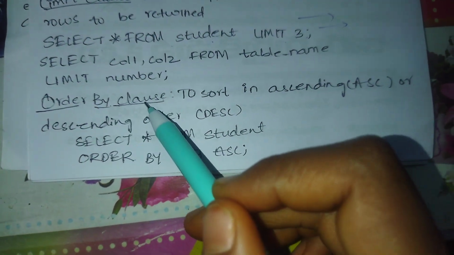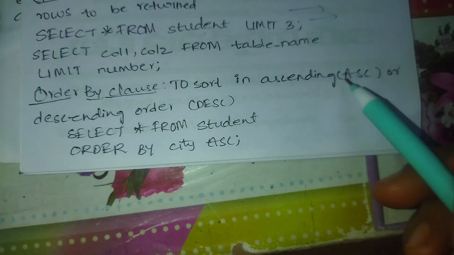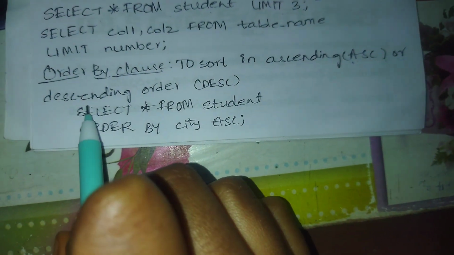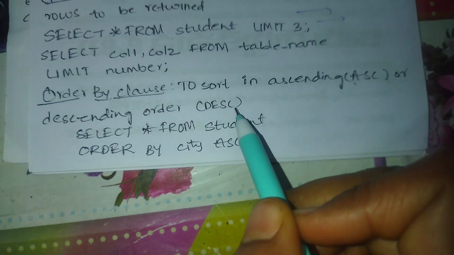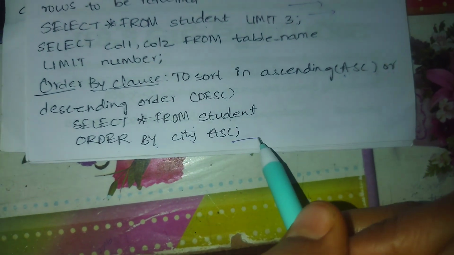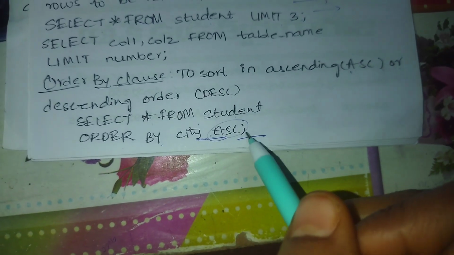Order by clause. It is used for sorting in ascending order. ASC represents ascending order, or DESC represents descending order. Select star from student, order by city ascending order. You can write descending order in some cases.